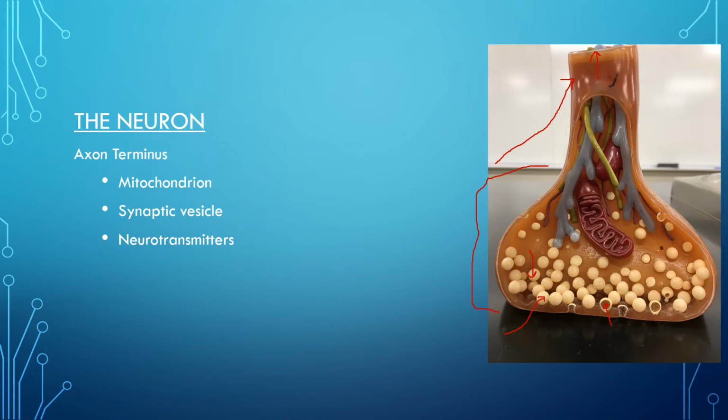The last thing that you need to identify on this model are these guys. These are the mitochondria. We couldn't see them on the other models, but you should know that there are lots of mitochondria inside of your neurons because they need to make a lot of ATP in order to function properly.